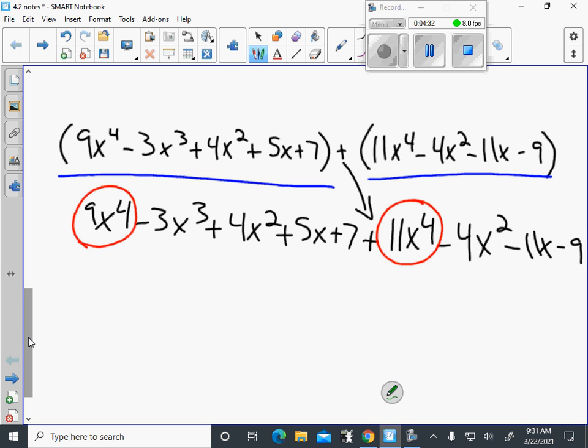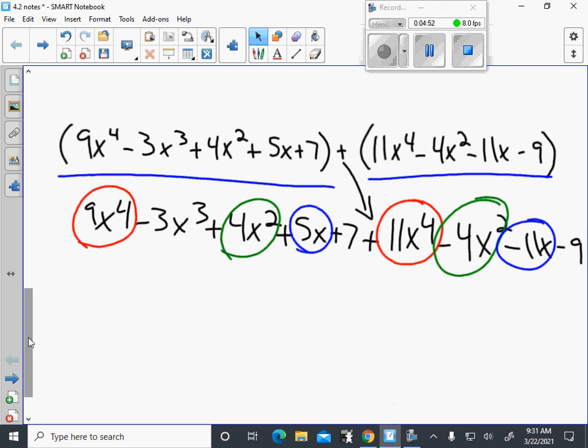Okay, that's good. I'll use green here for any other like terms. There's nothing to the third power besides that minus 3x to the third, so I'm going to circle this 4x squared and minus 4x squared. Then we have 5x and a minus 11x. And finally, we have this plus 7 and a minus 9. Okay, let's start with 9x to the fourth and 11x to the fourth. How many to the fourth is that? That's 20.